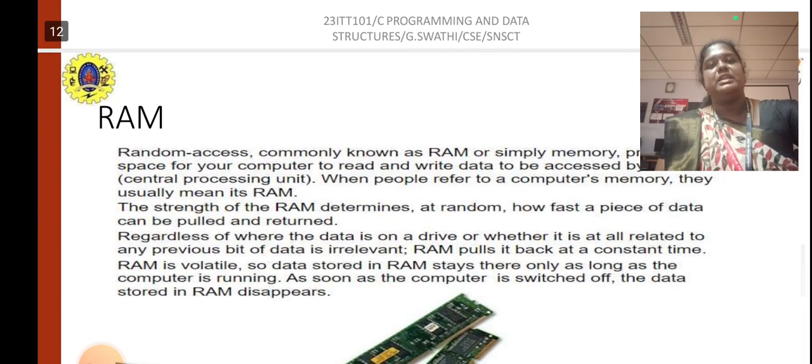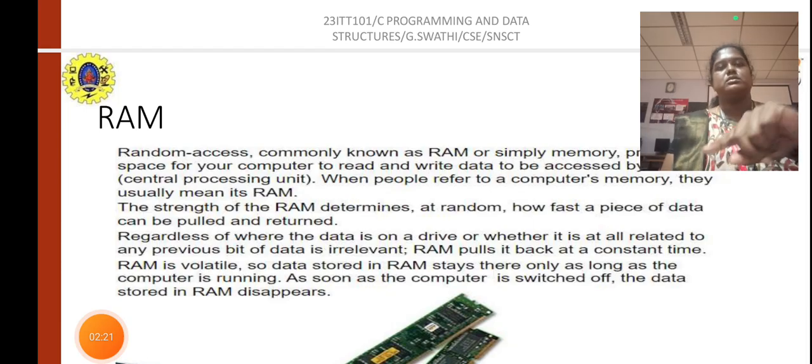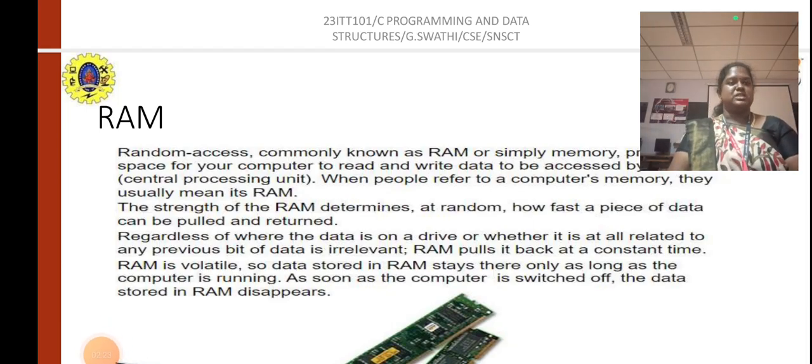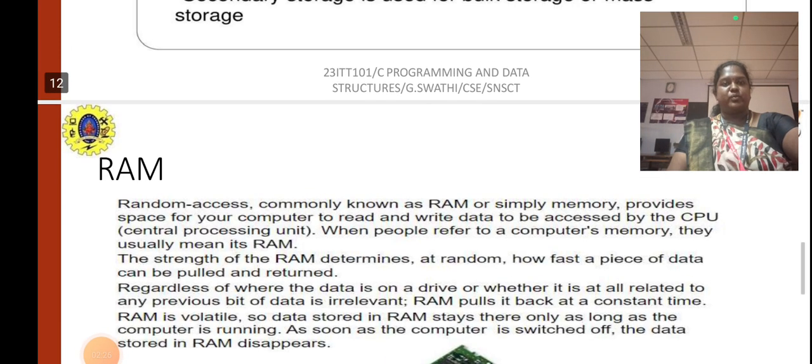RAM, random access memory, commonly known as RAM or simply memory, provides space for your computer to read and write data to be accessed by the CPU. When people refer to computer memory, they usually mean RAM. The strength of RAM is that it determines, at random, how fast a piece of data can be pulled and returned, regardless of where the data is on the drive or whether it is related to any previous bit of data. RAM pulls data back in constant time.